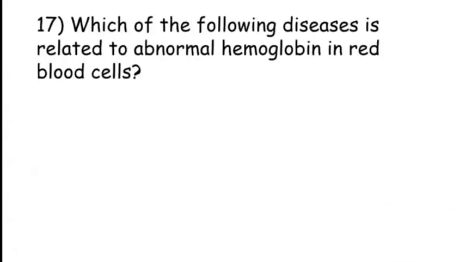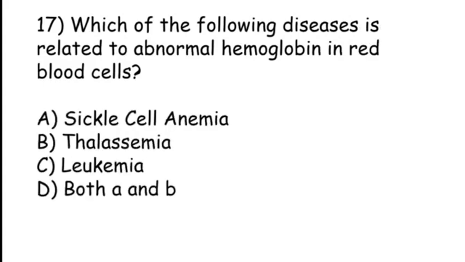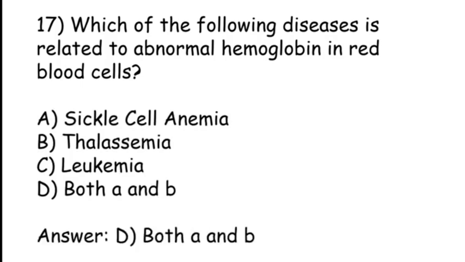Which of the following diseases is related to abnormal hemoglobin and red blood cells? Sickle cell anemia, thalassemia, leukemia, both A and B. The correct answer is option D, both A and B.